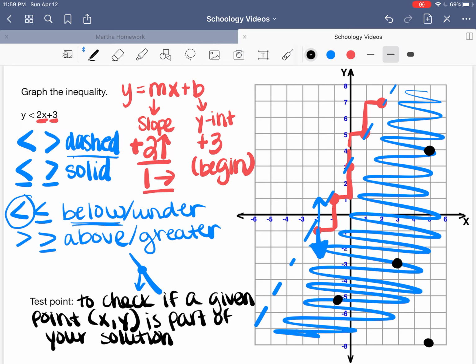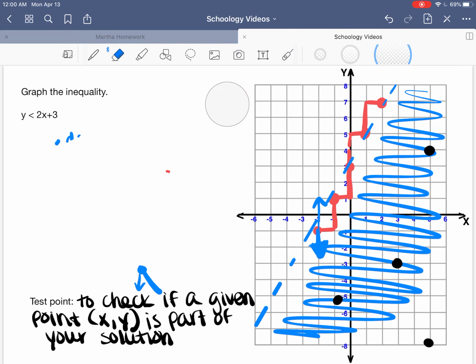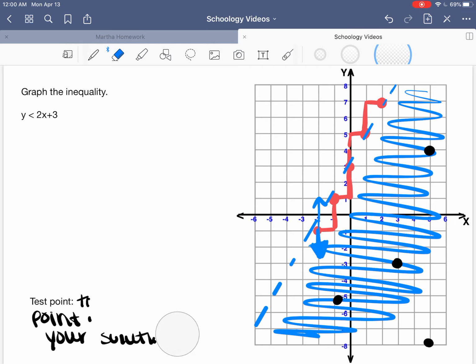But there is a different method that you guys can check to see if one of the test points is part of your answers. So let's give you guys the same example, but now let me ask you if a certain point is part of your answer. All right, so let me erase all these notes. And I'm going to ask you here, is 0, 0 part of my answer?